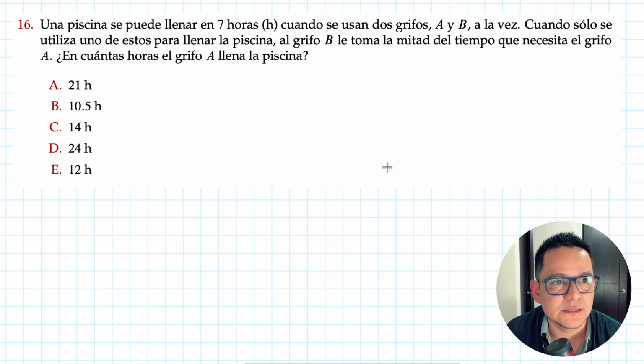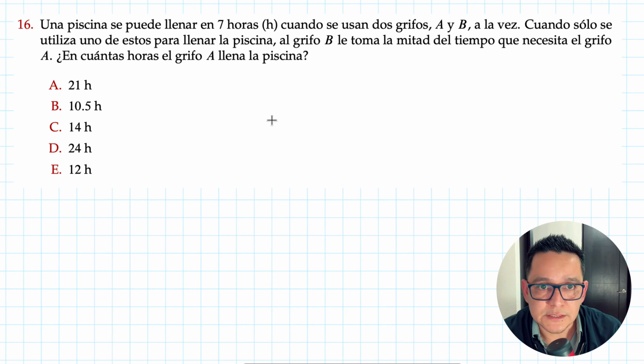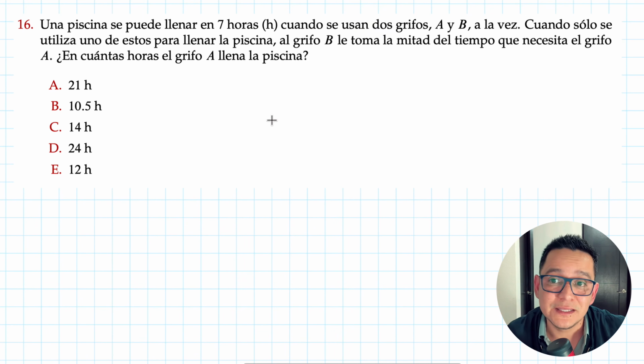Let's continue to exercise 16, which says, a pool can be filled in 7 hours when 2 faucets, A and B, are used at the same time. When only one of these 2 is used to fill the pool, faucet B takes half the time that faucet A needs. In how many hours does faucet A fill the pool?